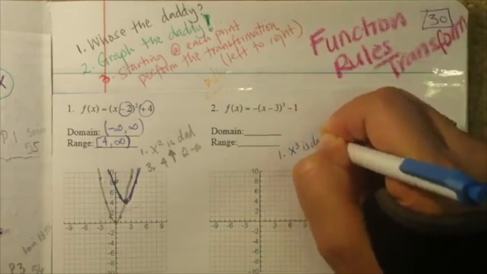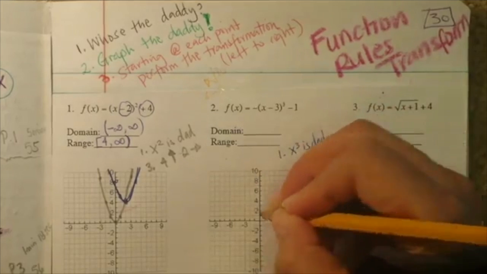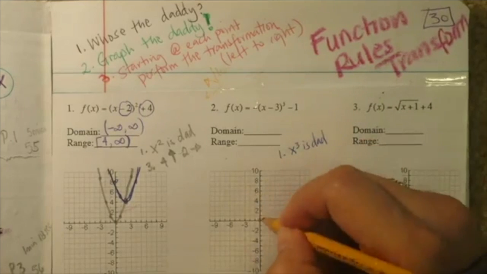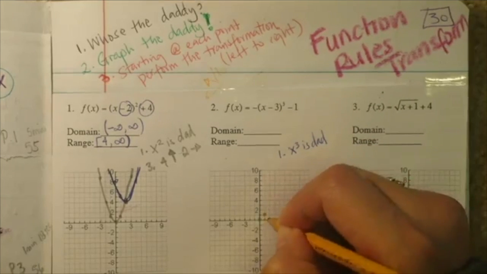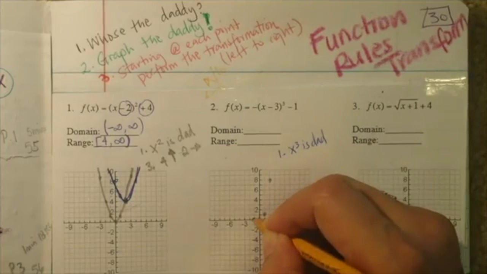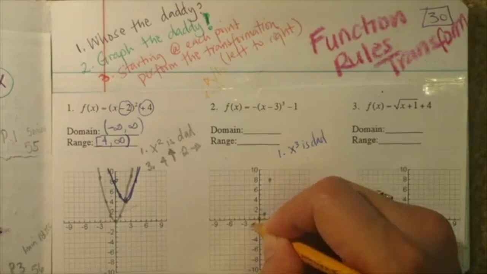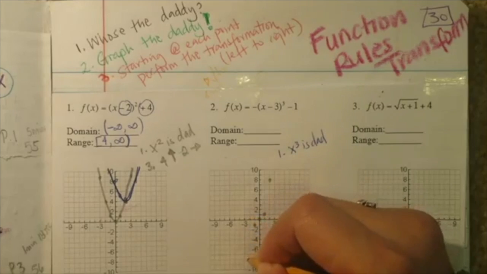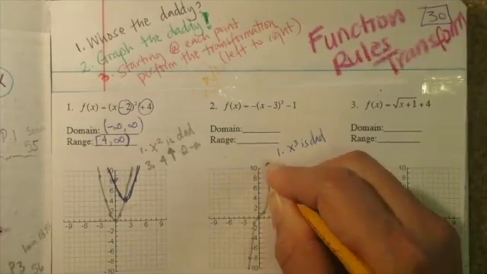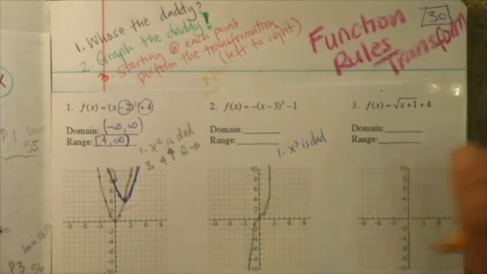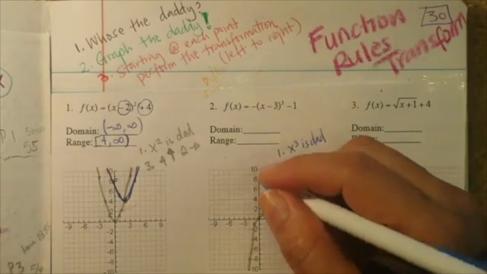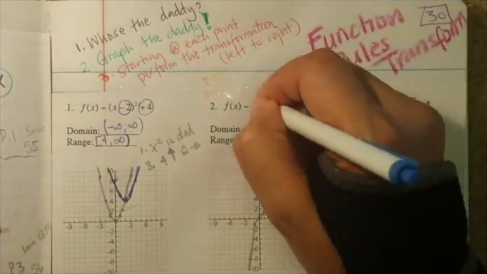Alright, number 2, parent, who's the daddy? X cubed. So go ahead and graph the daddy. So 0 cubed is 0, 1 cubed is 1, 2 cubed is 8, negative 1 cubed is negative 1, negative 2 cubed is negative 8. And then just go ahead and draw it. So this is what it looks like. This is not actually one of the ones we've done, but it is an important one.